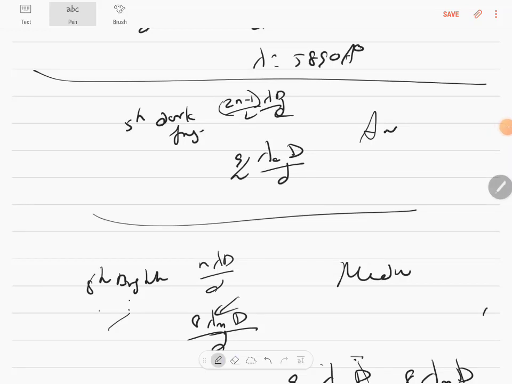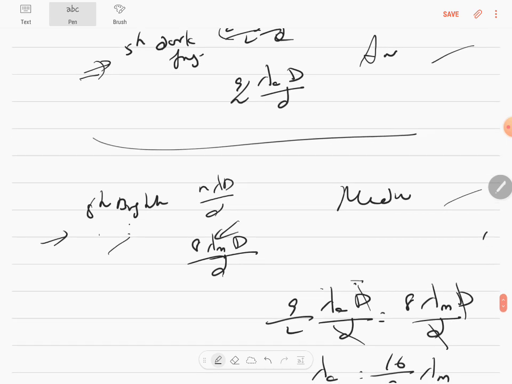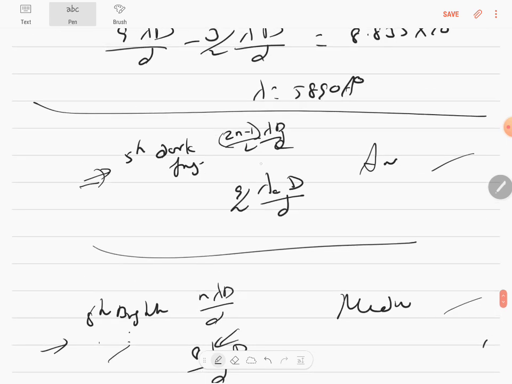Bright fringe, they're given two media, air and another medium. The fifth dark fringe in air is at the same position as the eighth bright fringe in the medium. That's the question. So the fifth dark fringe position is (2n minus 1) by 2 into lambda into capital D by small d, where you substitute n as 5. You get this with the wavelength in air, because it's happening in air.